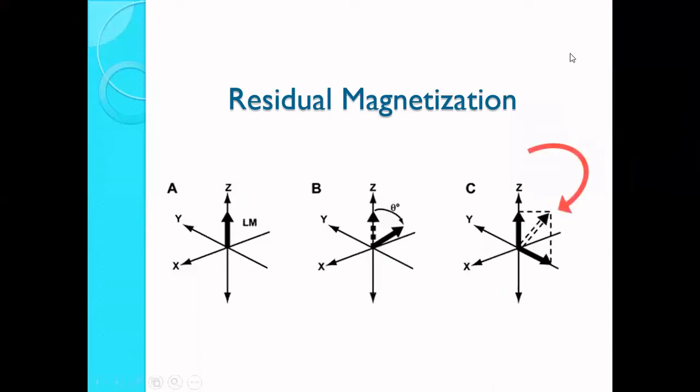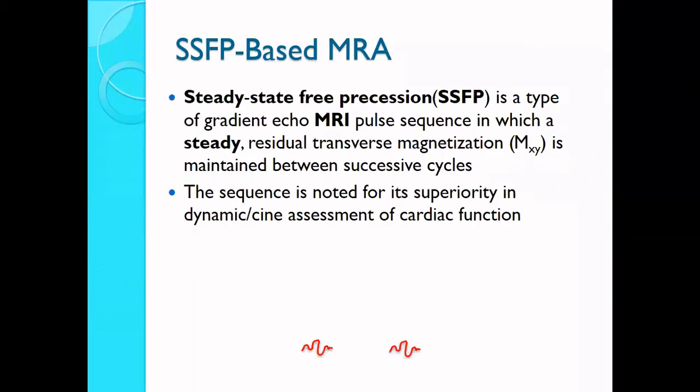Okay. Over here, you can see, I'm just giving you a glimpse of it. That's the residual that is left over there. So when we make use of this residual magnetization, it gives us a basis for the steady state free precession technique. So SSFP based MRA is actually, what do you mean by SSFP? It's steady state free precession. It's a type of gradient echo MRI pulse sequence, which is steady. Steady means it is remaining there. It is a residual one.